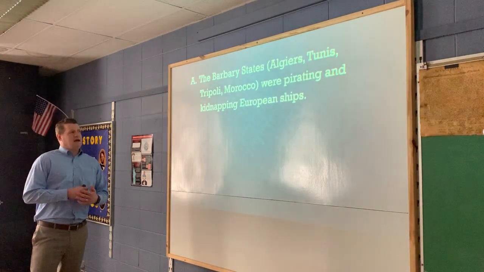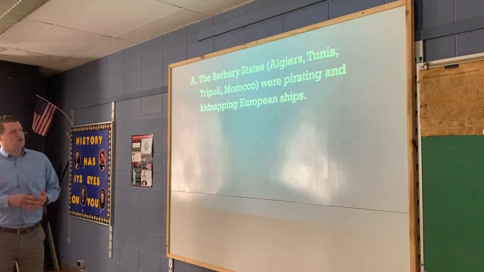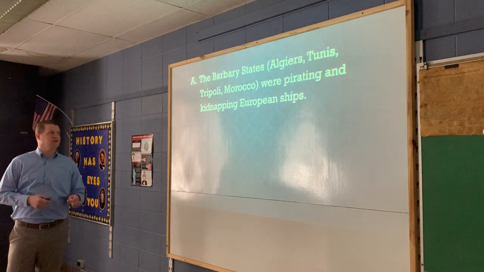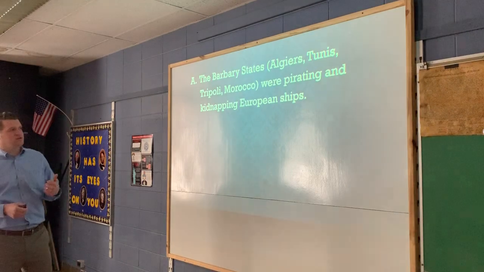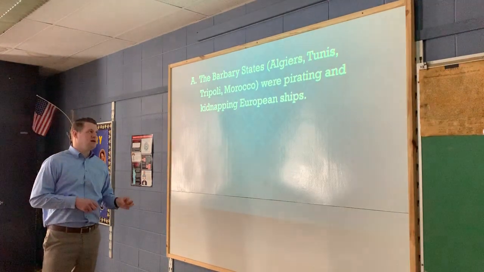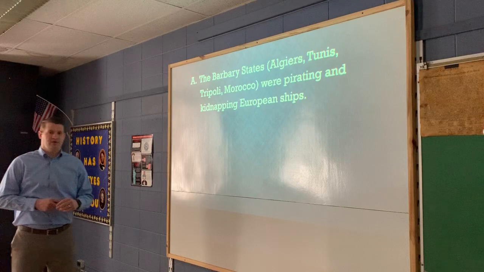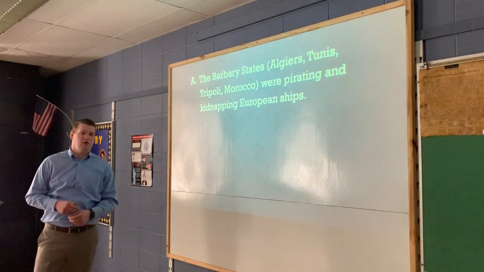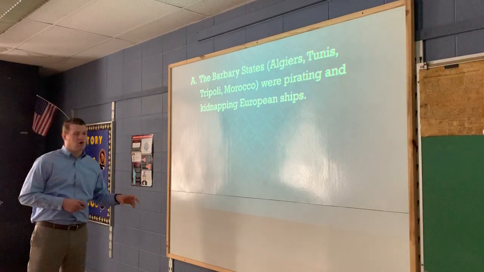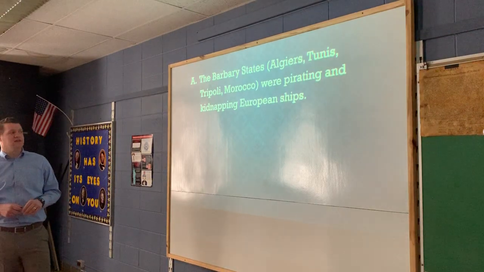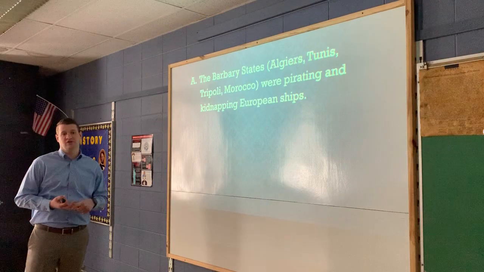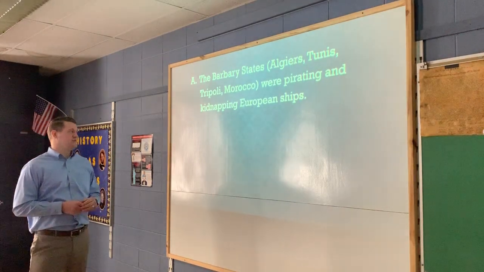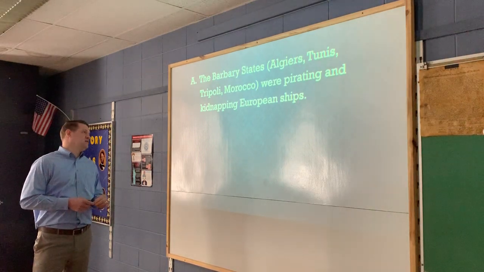Okay, letter A. The Barbary States, Algiers, Tunis, Tripoli, and Morocco, were pirating and kidnapping European ships. These four countries' governments were sponsoring pirates to go out and pirate European vessels all within the Mediterranean Sea. They would capture the vessels, steal the ships, and kidnap the sailors on board.